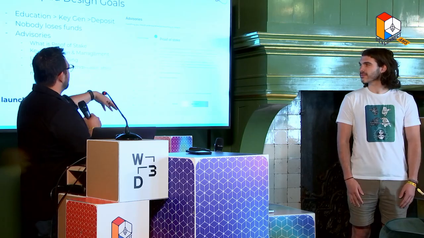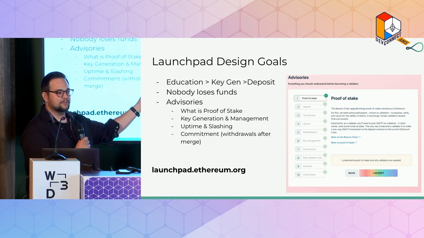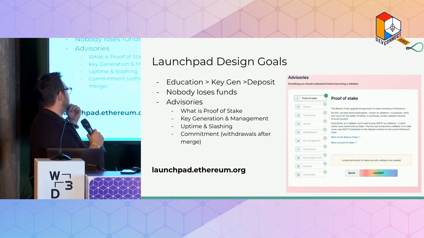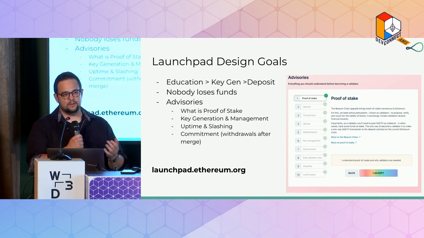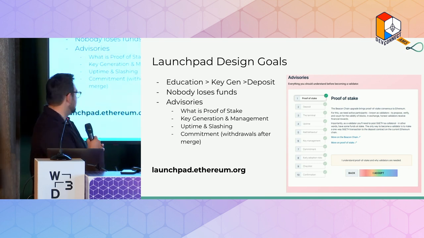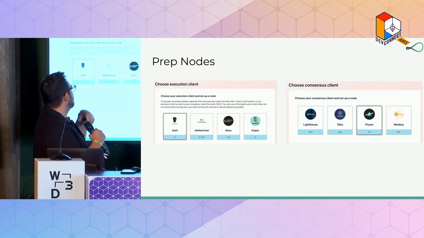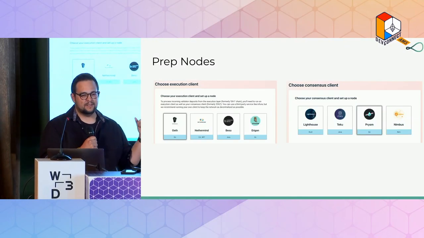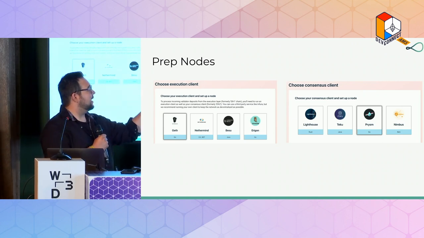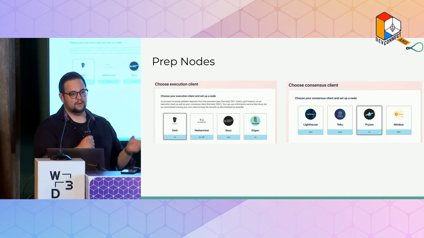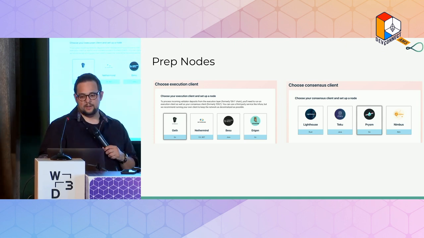So we started off with a whole list of advisories, even as basic as what is proof of stake, key gen management, uptime and slashing, and the commitment, because withdrawals were not going to be enabled until after the merge. Also you walk the user through the execution client, formerly known as ETH1 client, so Geth, Nethermind, etc., and setting up their consensus client, formerly known as the ETH2 client. Hopefully you recognize those: Lighthouse, Teku, Prysm, and Nimbus.